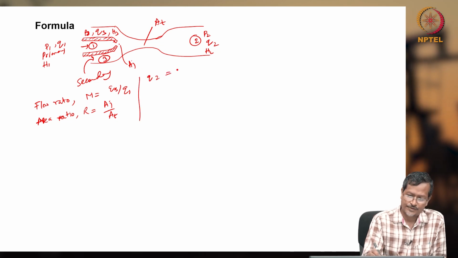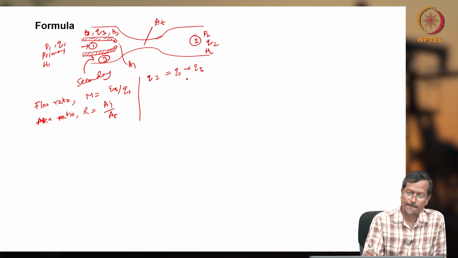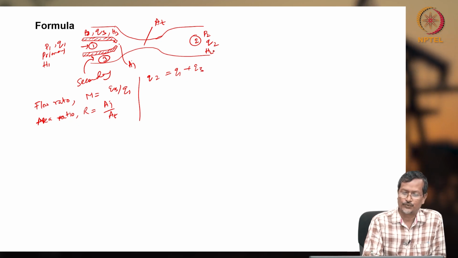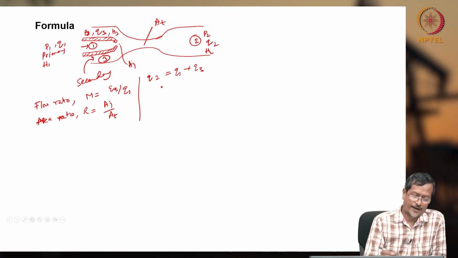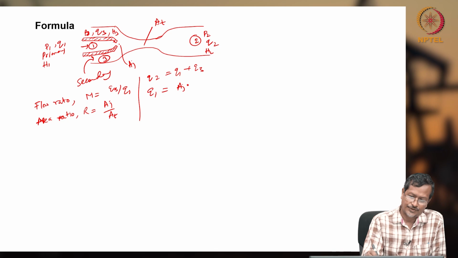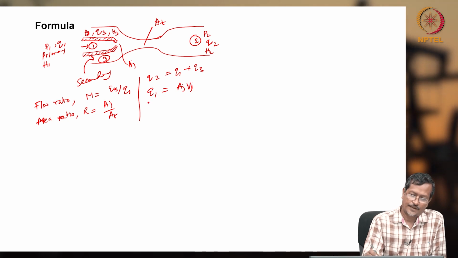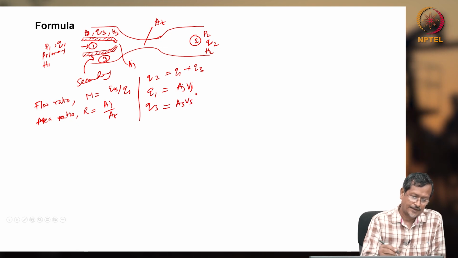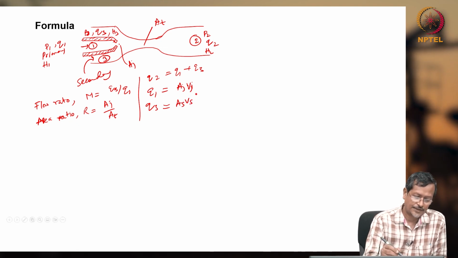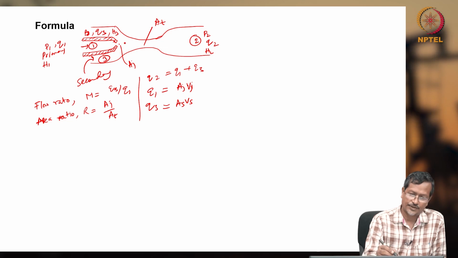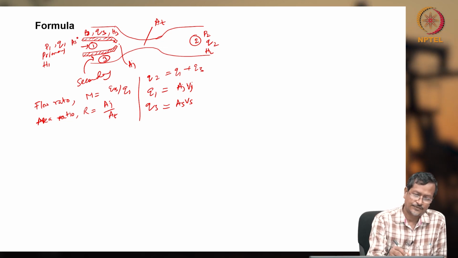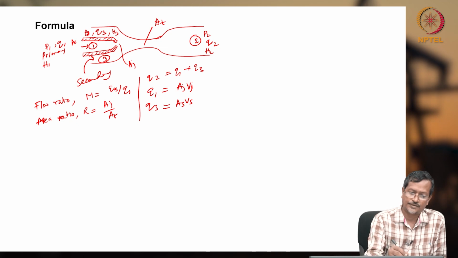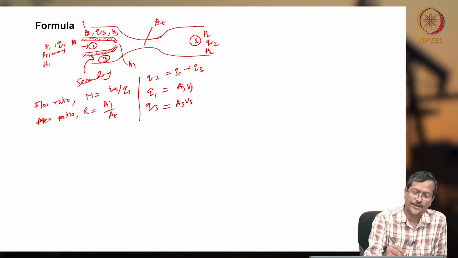Q2 equals Q1 plus Q3. You see, total volume flow rate Q2 is the total addition of Q1 and Q3. Q1 equals AJ VJ, and Q3 equals AS VS. AS means this area, the suction area. Q3 is the secondary fluid. So this is AS and VS.